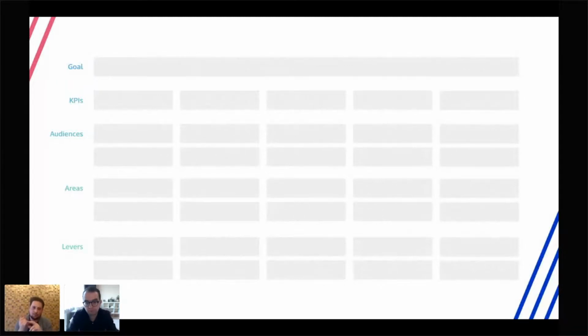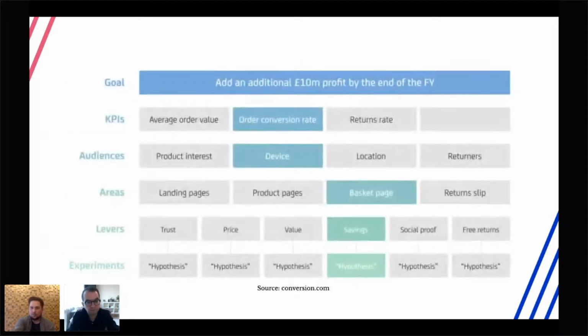So when it comes to conversion, we should always keep in mind that the most important thing for coming up with conversion optimization is to know what goal we want to accomplish and what KPIs show that this goal is being achieved. So an example for an e-commerce store could be to add an additional 10 million profit by the end of this financial year. And we know that the KPIs for that could be order conversion rate, average order value.